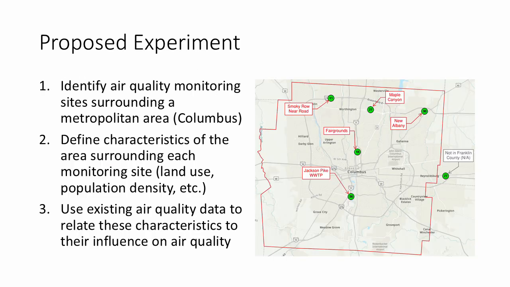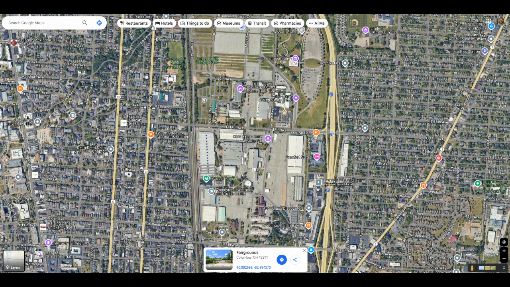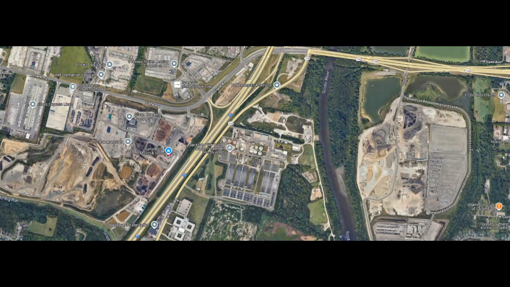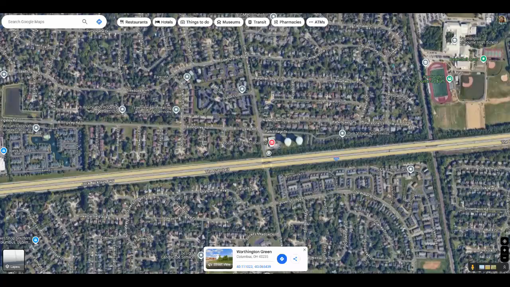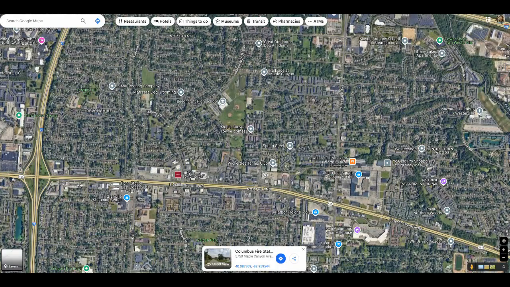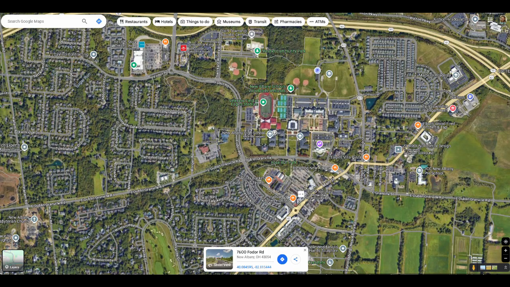If we were to propose an experiment to relate urbanization characteristics to air quality, the easiest way would be to set up monitoring sites in different locations around a metropolitan area, or to use existing data. In the case of Columbus, we already have a good selection of monitoring sites around Franklin County, courtesy of the EPA. We have the Fairgrounds, which is very close to downtown Columbus; Jackson Pike Wastewater Treatment Plant, which is in southwest Columbus, close to a lot of industrial areas; Smoky Row Road and Maple Canyon, some more heavily populated suburban areas; and New Albany, which is a little more sprawled out.